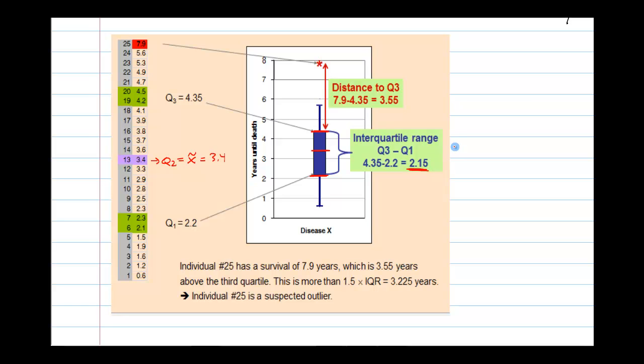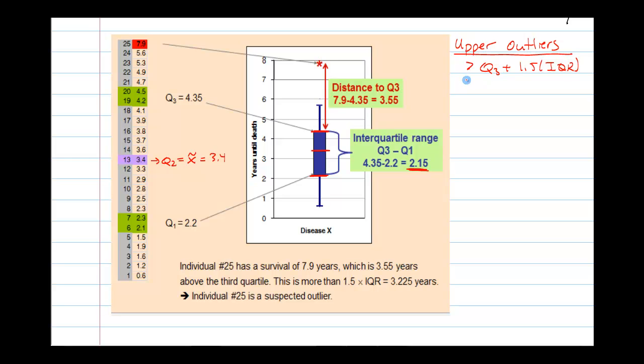Now I'm not going to talk about the maximum yet, because the maximum and minimum points are the potential points for outliers. So what I'm going to do is calculate these fence points of where outliers could possibly be. The first thing I'm going to do is check for upper outliers. Upper outliers will occur for any value greater than Q3 plus 1.5 times IQR.